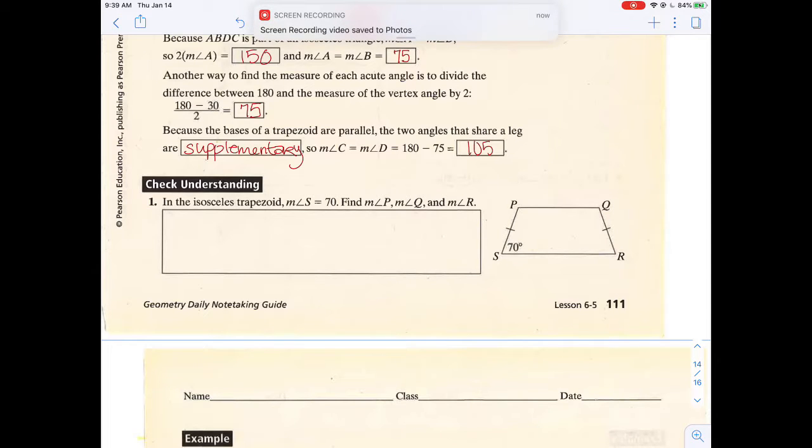Okay, this is lesson 6.5, check for understanding problems. First, in the isosceles trapezoid, the measure of angle S is 70, which they've marked for you. We're going to find P, Q, and R.